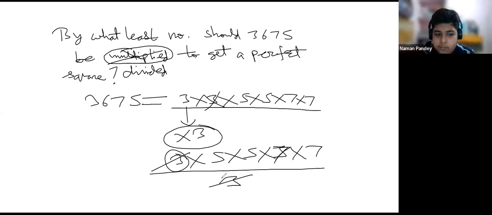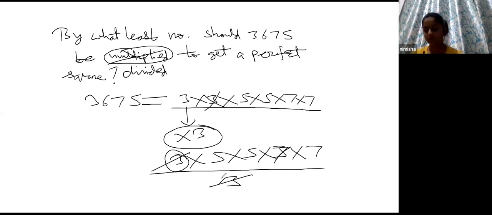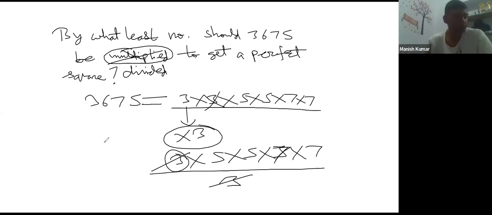Understood the logic? So first you have to find the factors by applying the prime factorization method. Now whatever factor is not in a pair, that number can be multiplied, and it can also be divided, isn't it? Understood? Okay, sir. Can I clear this?